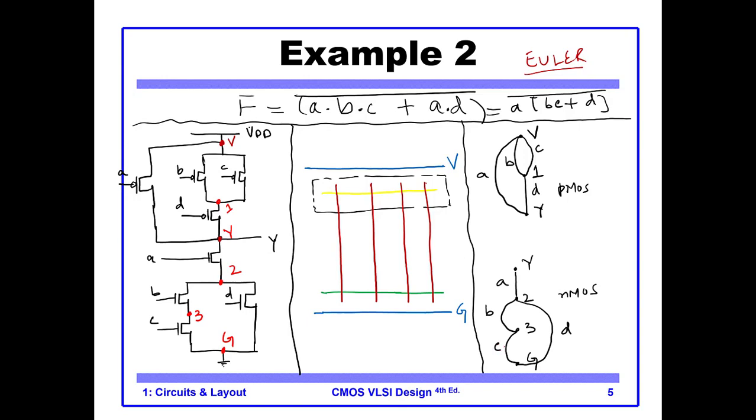Now we have to define the order of variables. So let's change the color. What about, let's say, the order A, B, C, D. Okay, so let's check with Pmos. I start with A. Okay, then I go to B.